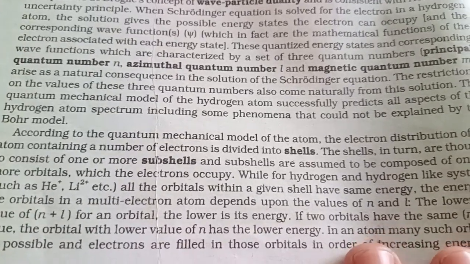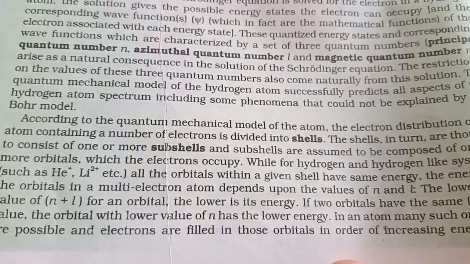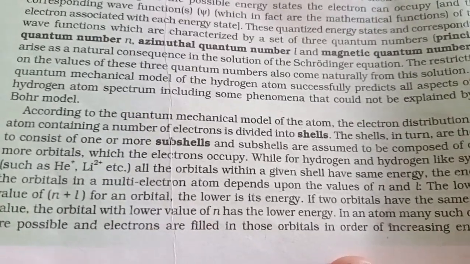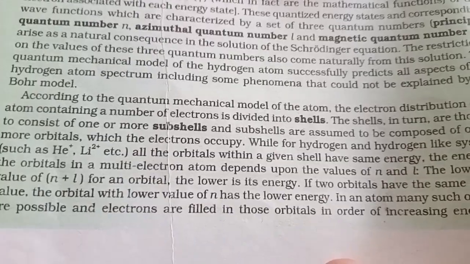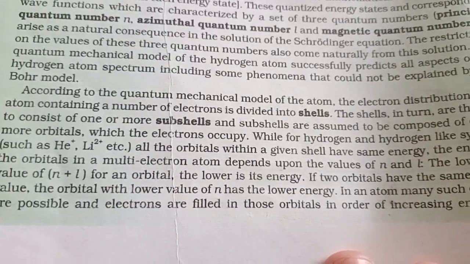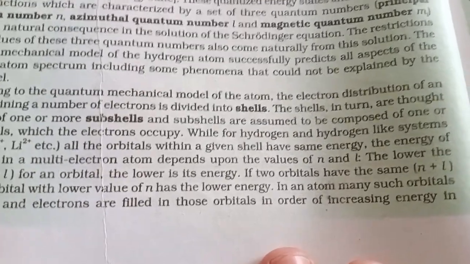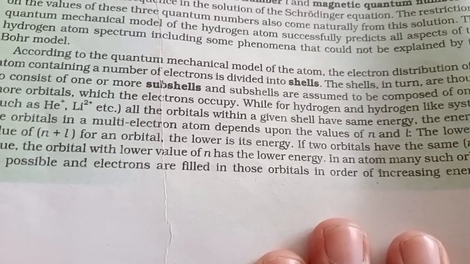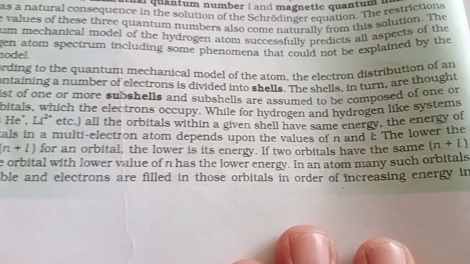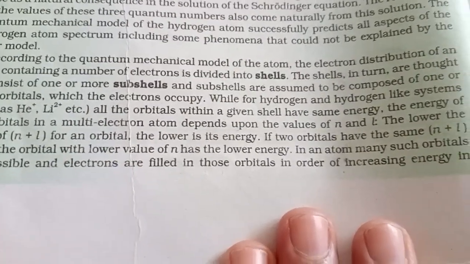The quantum mechanical model of the hydrogen atom successfully predicts all aspects of the hydrogen atom spectrum, including some phenomena that could not be explained by the Bohr model. According to the quantum mechanical model of the atom, the electron distribution of an atom containing a number of electrons is divided into shells. The shells, in turn, are thought to consist of one or more subshells, and subshells are assumed to be composed of one or more orbitals, which the electrons occupy.